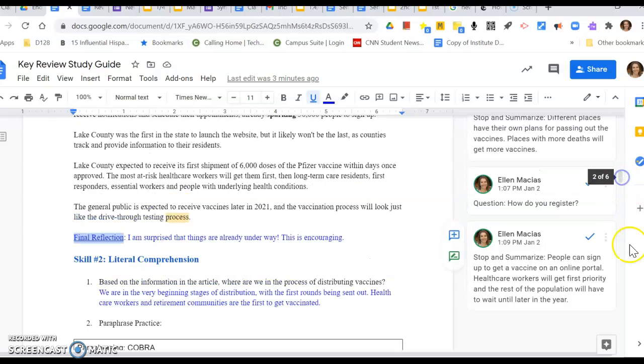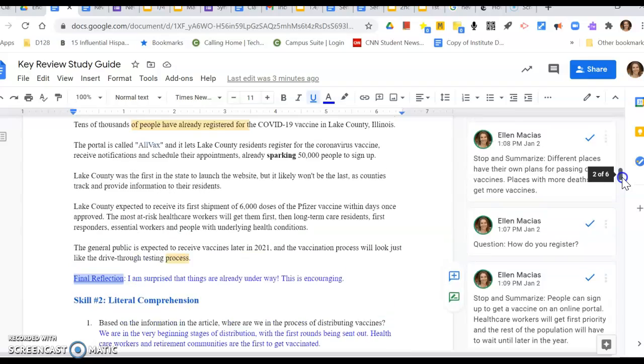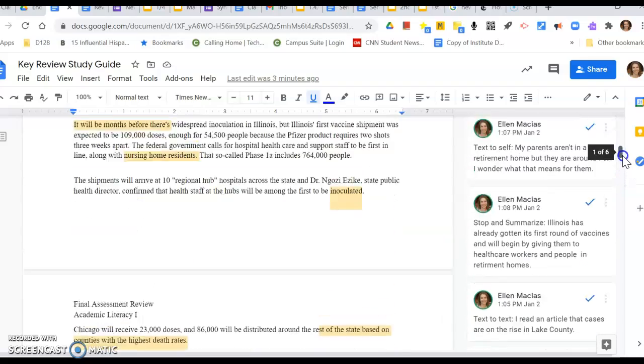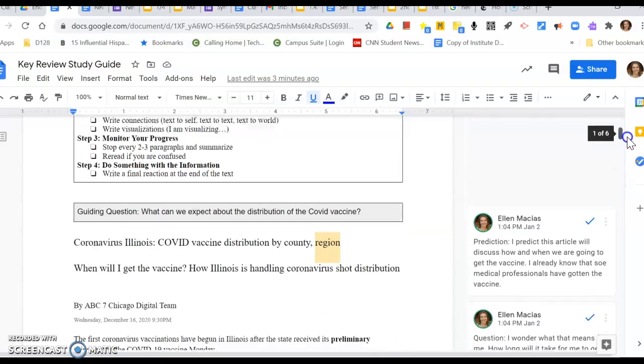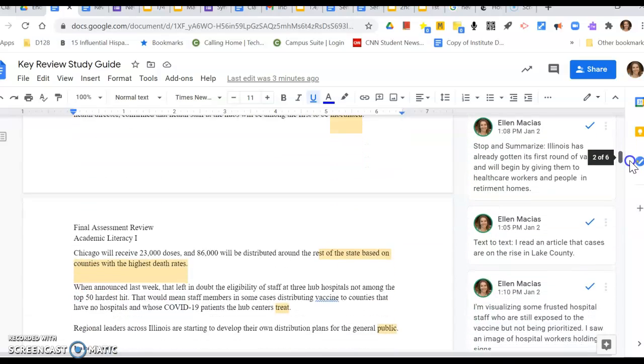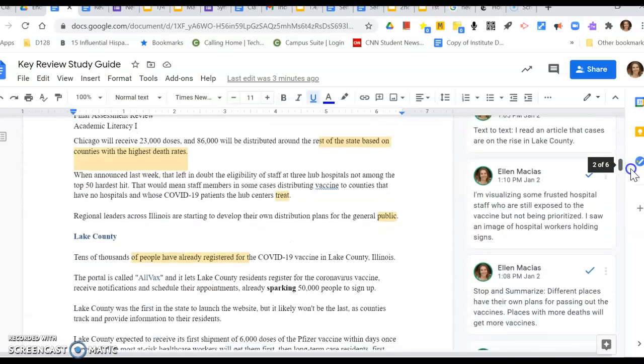Okay, so you can look at my annotations, compare them to yours. Did you have all the different kinds? Are they as frequent and high quality as mine are? And feel free to stop right now and add any more in that you feel like maybe you missed.